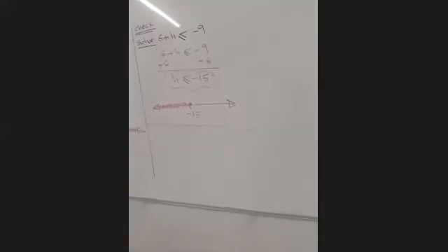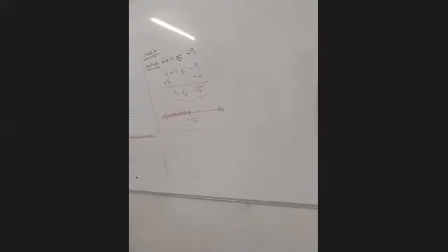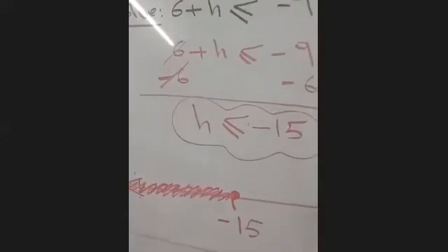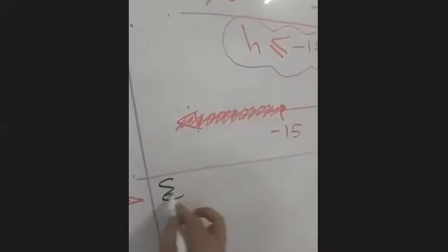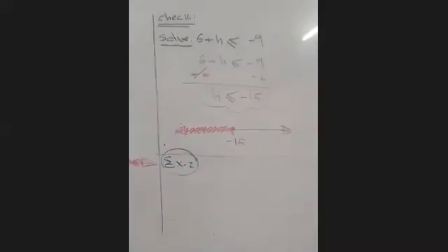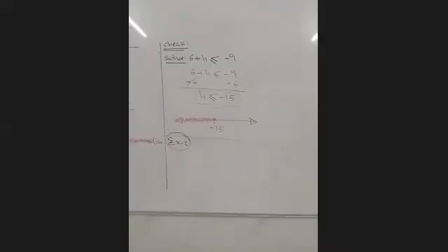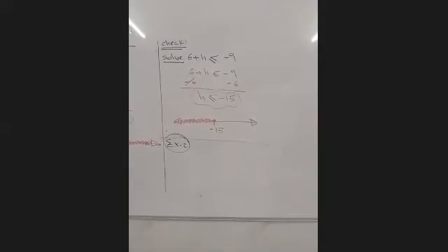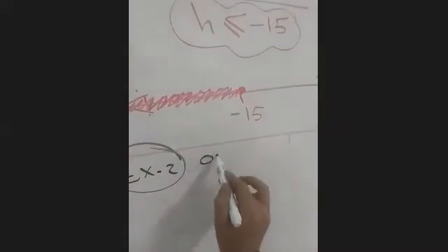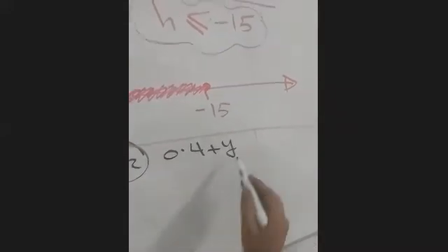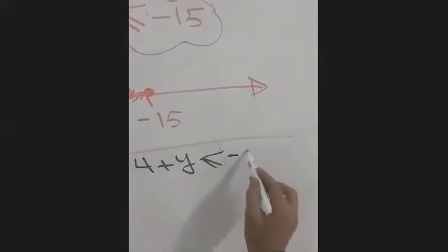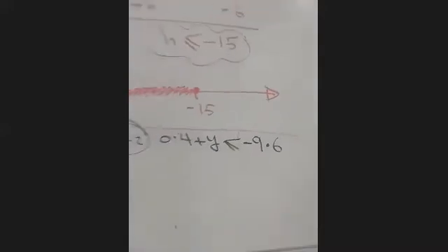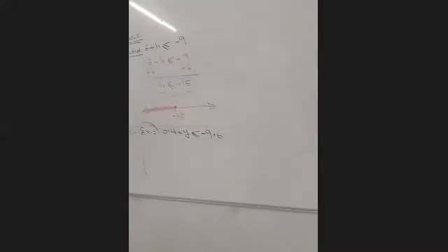Now, let's move to example 2. On the next page, we have example 2. Let's do it. Example 2 with Hamas Madi. Read. Okay, Mr. Yalla. Example 2. Solve 0.4 plus y less than or equal negative 9.6. Check your solution, then graph the solution set on a number line. Okay, let's solve and graph.